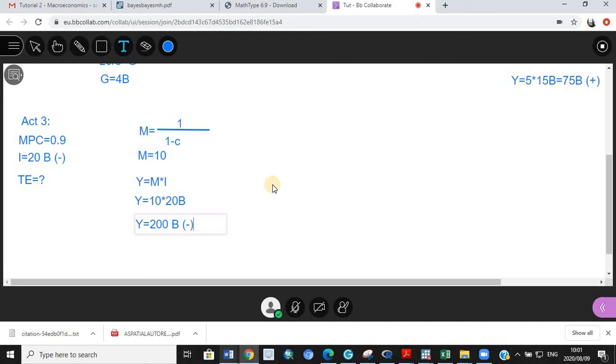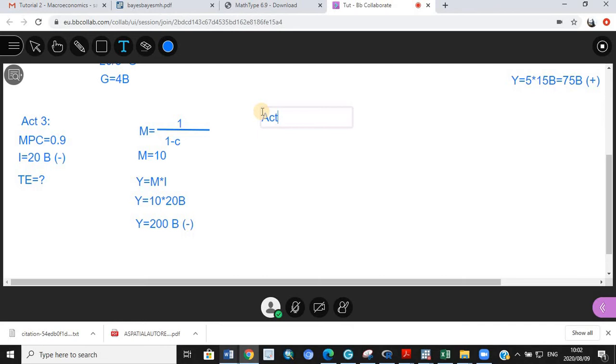Enhancing the marginal propensity to save, combining these with good policies for investment, is going to yield good results in terms of national income growth, right? So this is activity 3. Let's go to our activity 4.